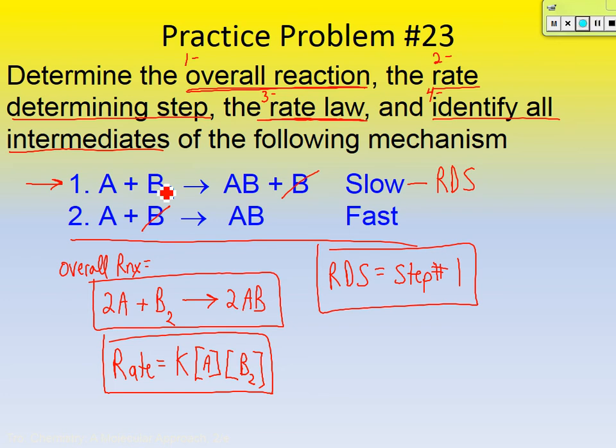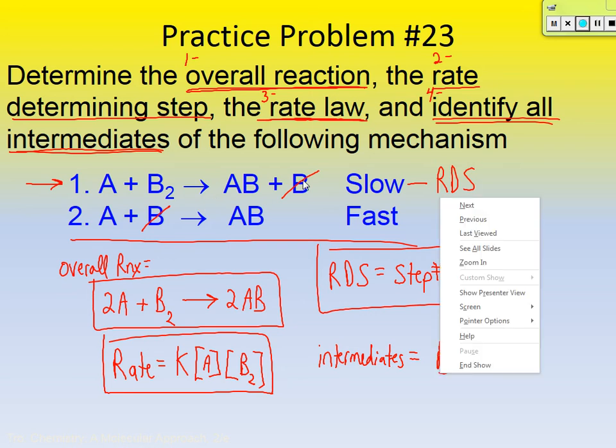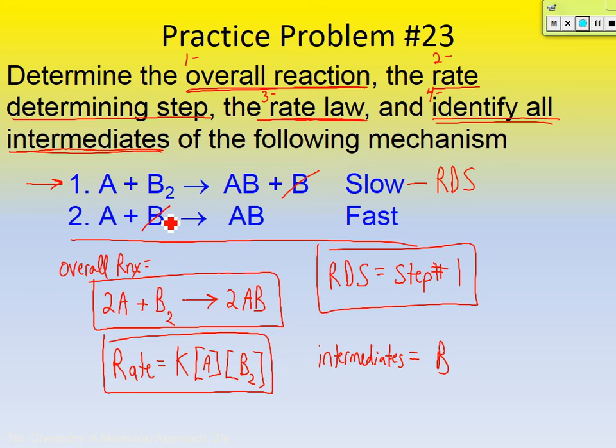Okay, and then finally, I wanted you to identify all the intermediates. So step 4, identify all intermediates. My intermediates here are what are canceled out in the mechanism steps. And so B, because it was made in step 1 and then it was consumed in step 2, is canceled out. That will be my intermediate.